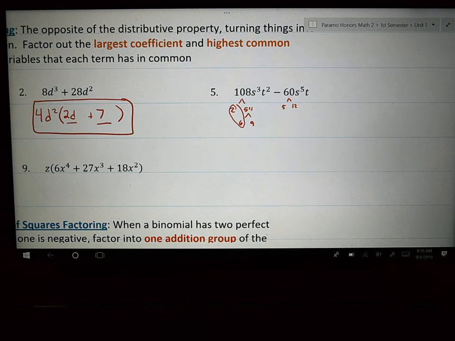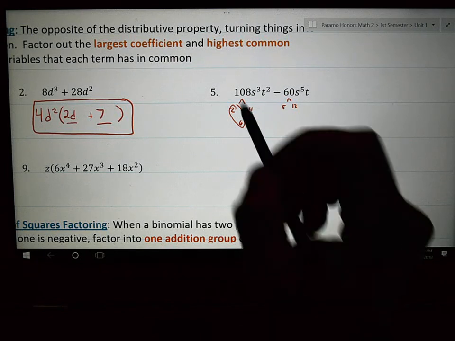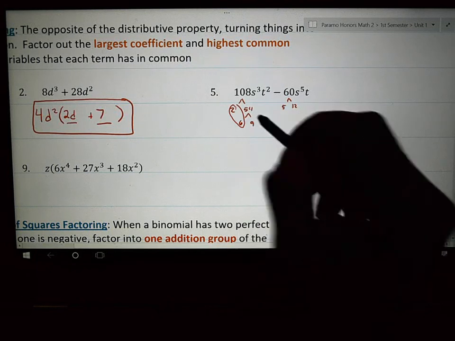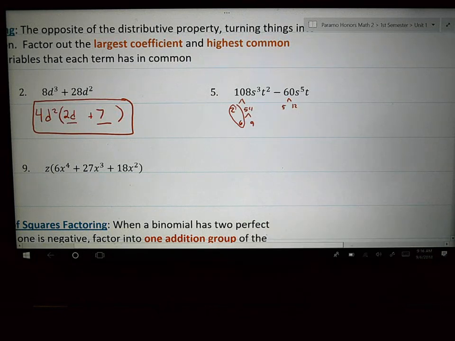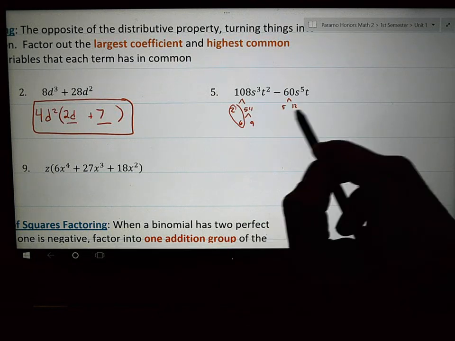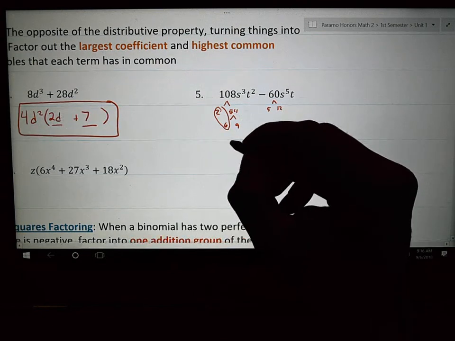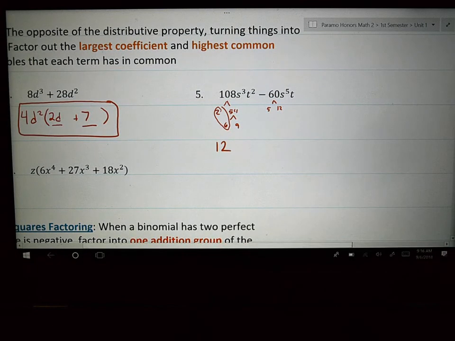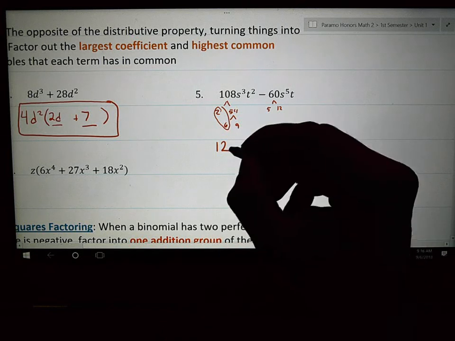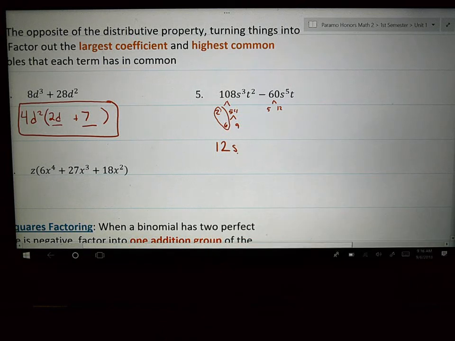You can look for the highest thing they have in common. They have a 12. You can think of the most amount of whatever the prime number is that goes into both. I'm going to go with the 12. How many S's do they have in common? What's the most amount I can take out from both? Say it out loud. I agree.